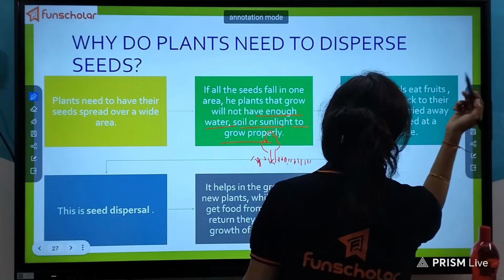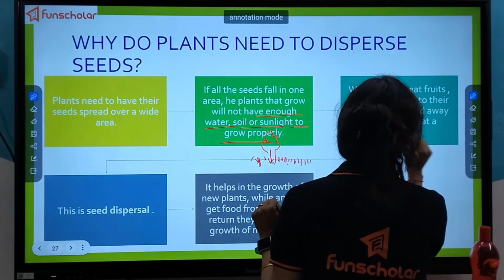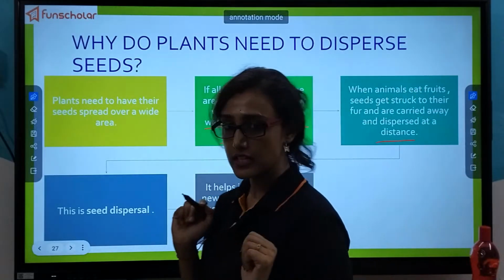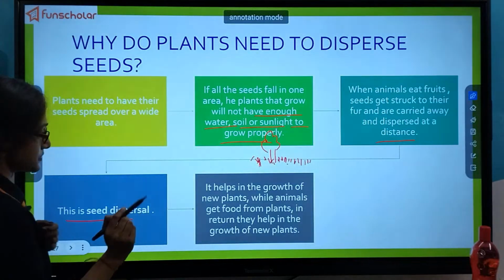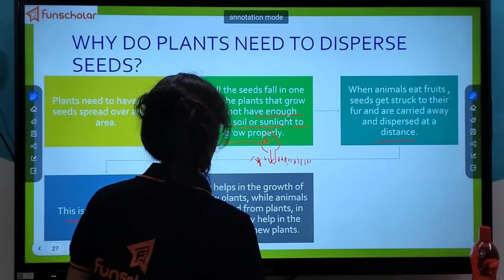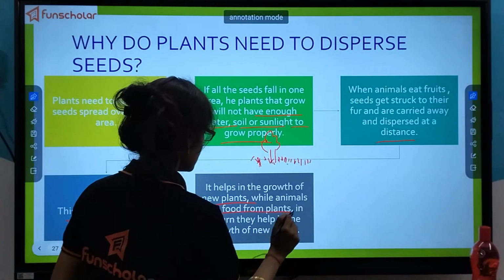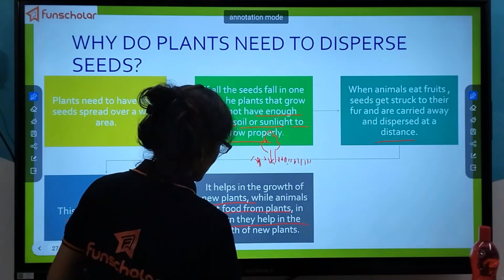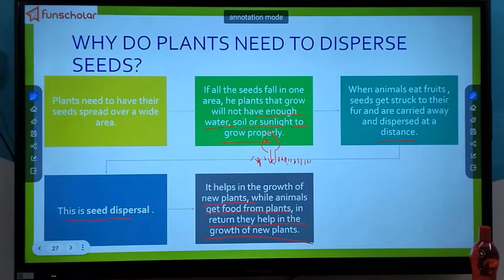When animals eat fruits, seeds get stuck to their fur and are carried away and dispersed at a distance. This I have told you. This is nothing but seed dispersal. How does it help the plant? It helps in the growth of new plants. While animals get food from plants, in return they help the plant to form new plants. Right?